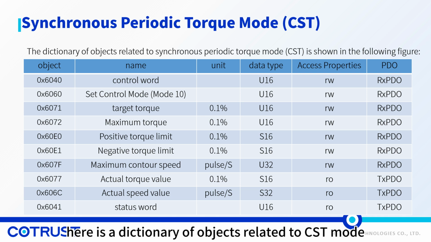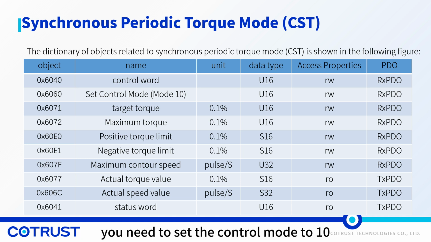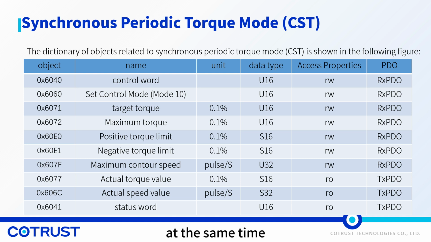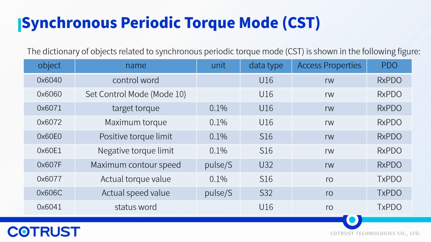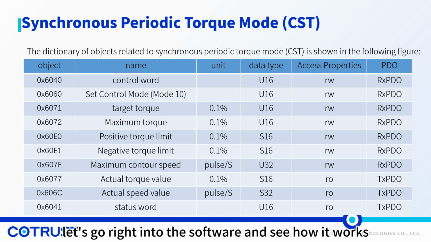Here is a dictionary of objects related to CST mode. You need to set the control mode to 10, and then give the target torque through 6071. You can also limit the actual torque through the maximum torque and forward and negative torque limits. At the same time, you can limit his running speed through 607F. Let's go right into the software and see how it works.